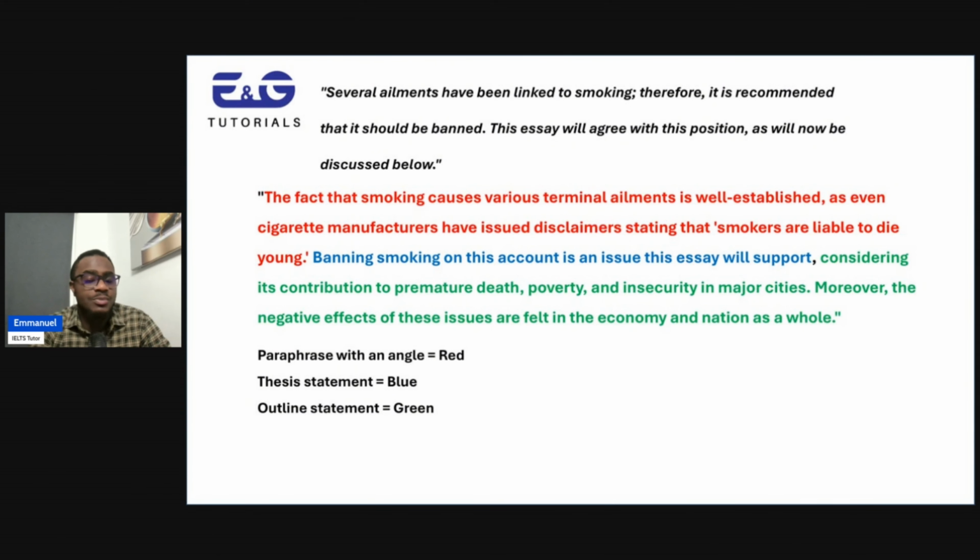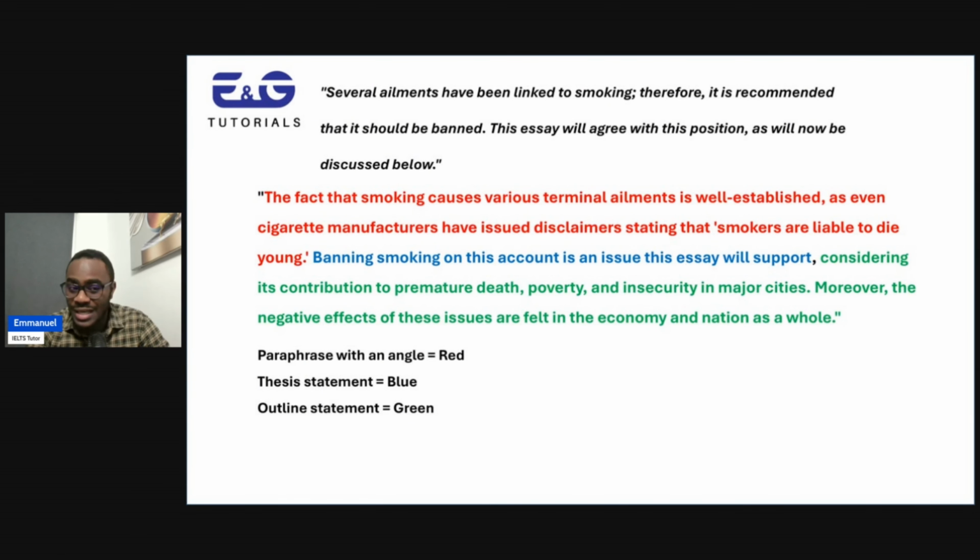Now, remember, I'm only comparing the old introduction with the new one, right? So the question says smoking can cause serious illness and should be banned. To what extent do you agree? That is the question, right? So now look at how we apply that formula. It says the fact that smoking causes various terminal ailments is well established, as even cigarette manufacturers have issued a disclaimer stating that smokers are liable to die young.